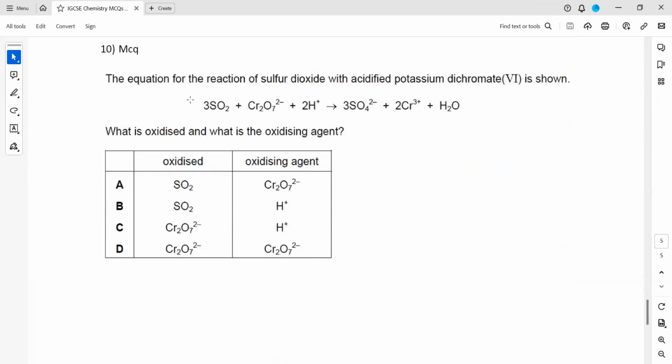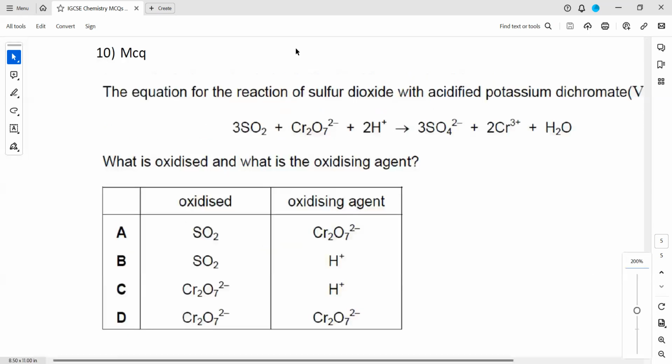In question 10, this equation is for the reaction of sulfur dioxide with acidified potassium dichromate(VI), as shown. What is oxidized and what is the oxidizing agent? The substance which is oxidized is the reducing agent, and the substance which is reduced is the oxidizing agent. How to identify this? First, whenever there's a compound or a molecular ion, you write the oxidation number for each element.